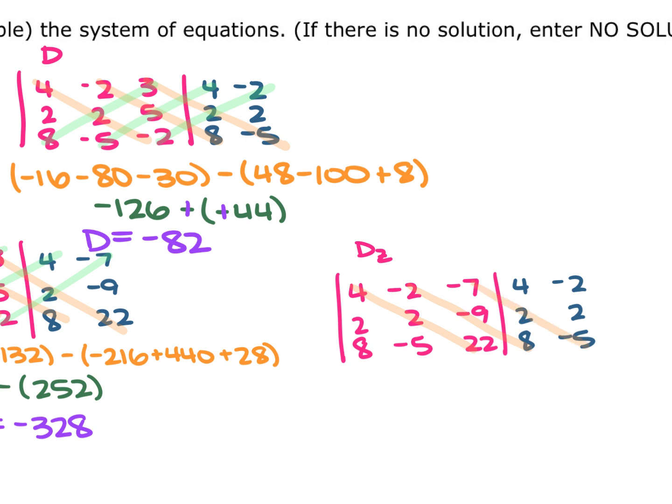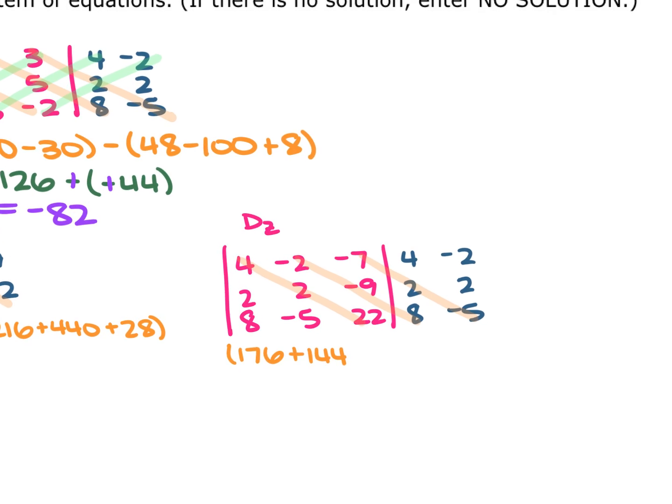You have 4 times 2, which is 8 times 22, which is 176. Negative 2 times negative 9 times 8, which is positive 144. Then negative 7 times 2 times negative 5, which is 70.